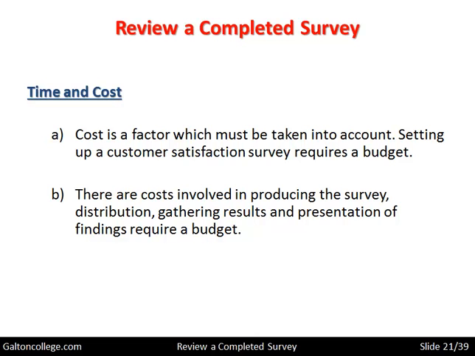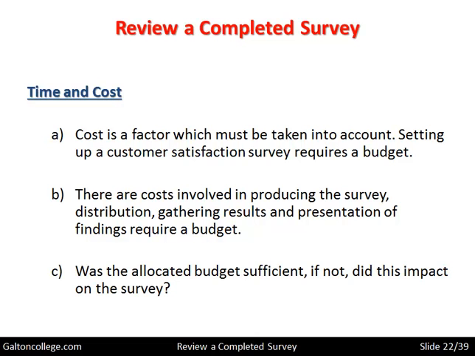There are costs involved in producing the survey: distribution, gathering results, and presentation of findings. They all require a budget. These are not free activities. They require time, personnel time, they require perhaps computing time, they might require specialist software. It depends. So there are issues involved in the preparation of a survey, in its analysis, and in its presentation. And these are cost elements that should be borne in mind.